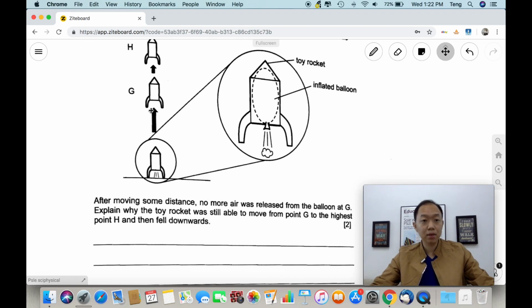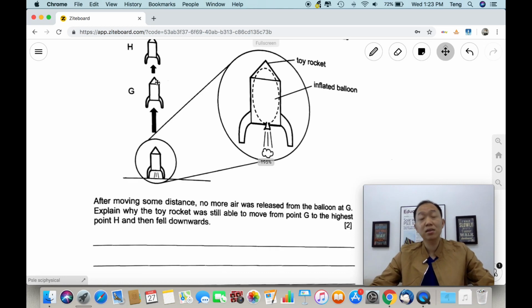Yep. How come? You see, at G it has used up all the air, but then it can still move up. In physics, they call it momentum. It's actually under secondary school science. Okay, so it still has momentum. Why was it above G, reached the highest point, then fell down? Because it has momentum. It's got to do with energy, kinetic energy. So let's answer that.